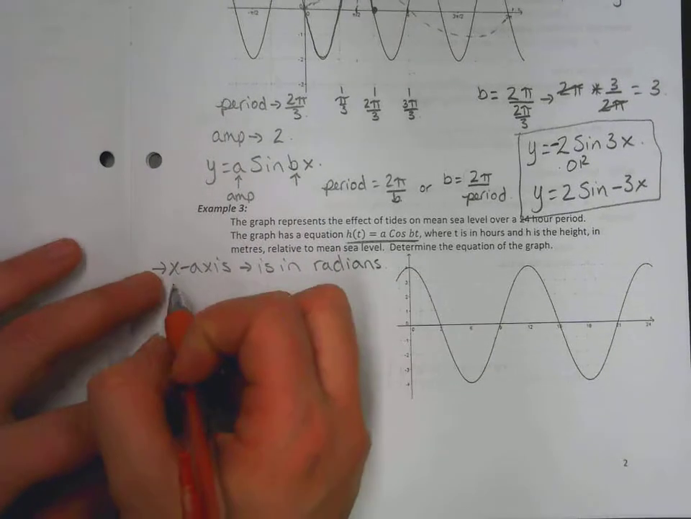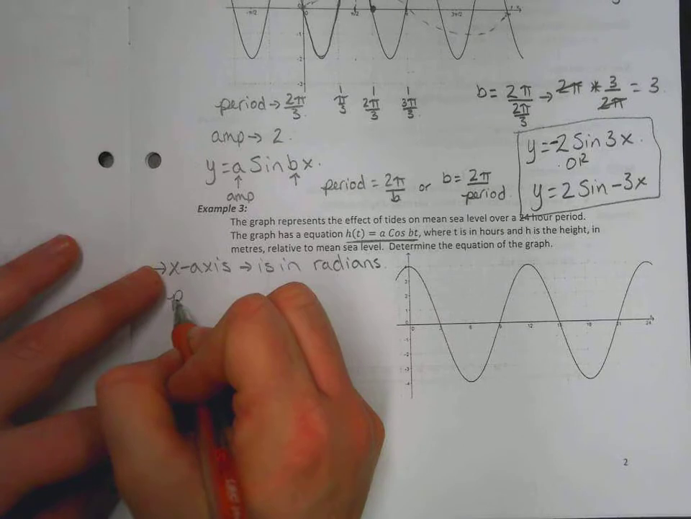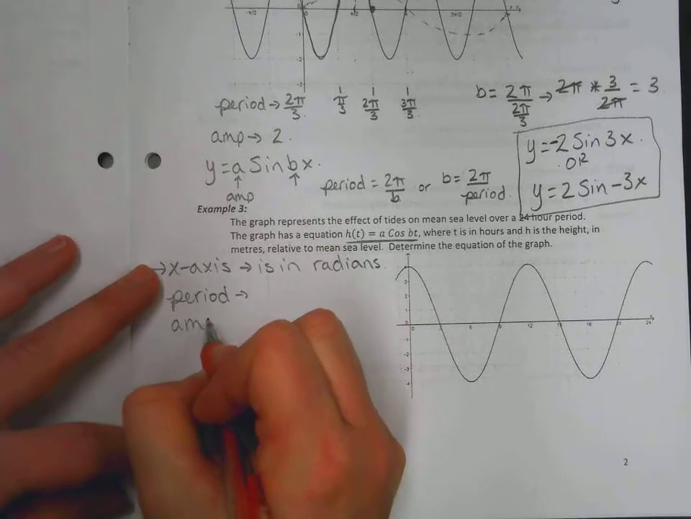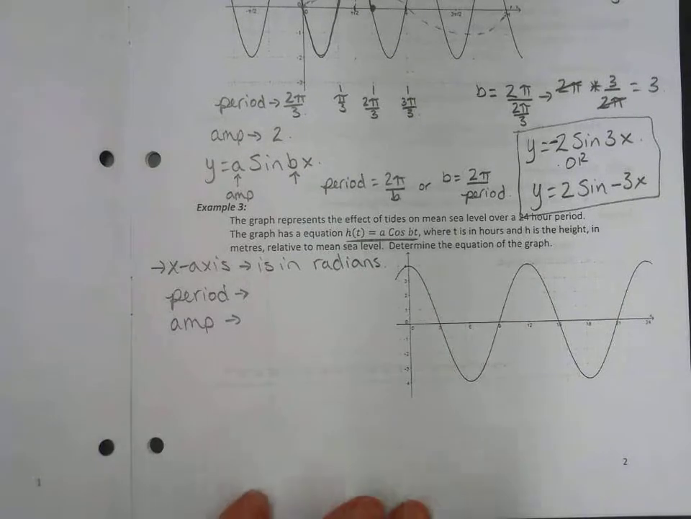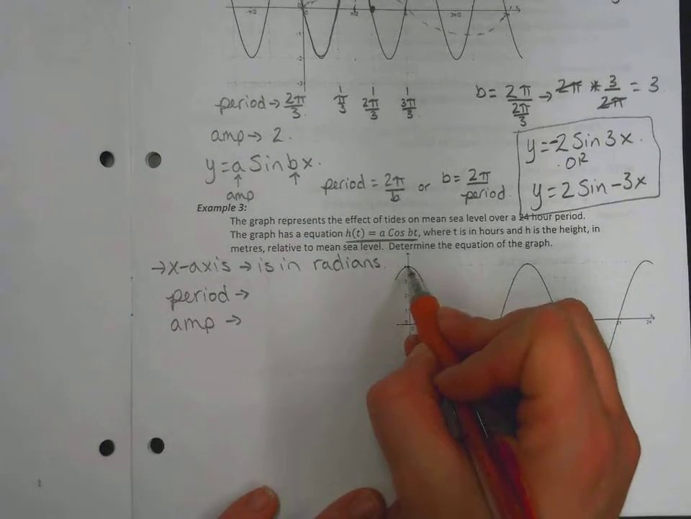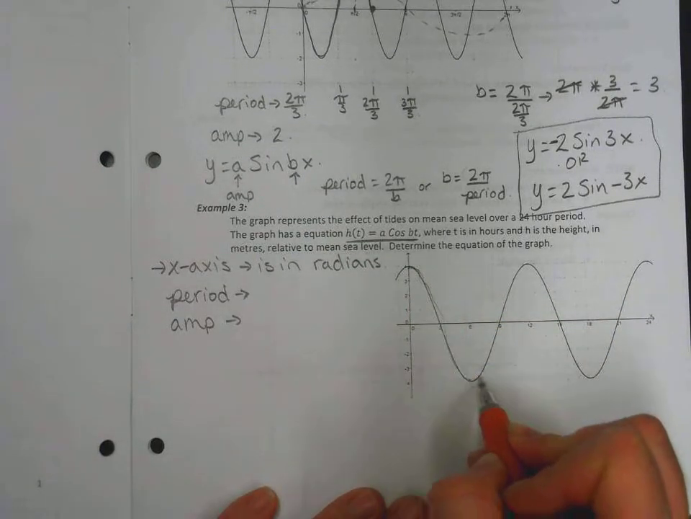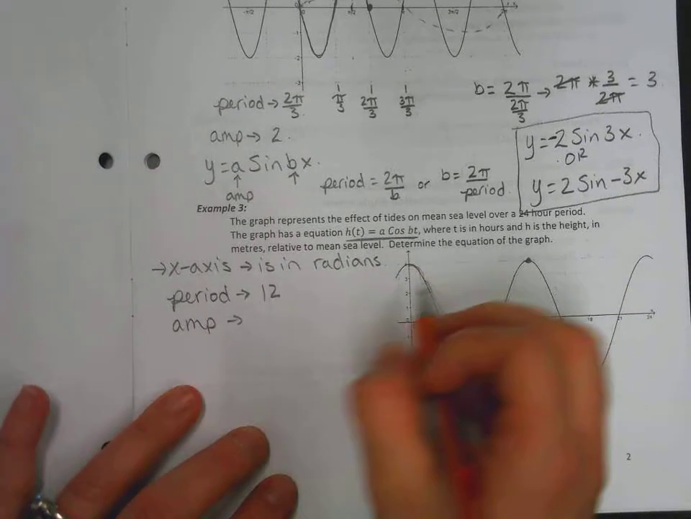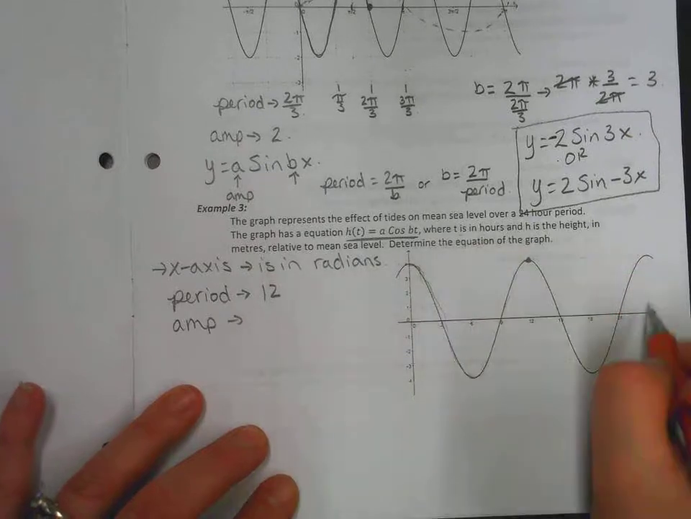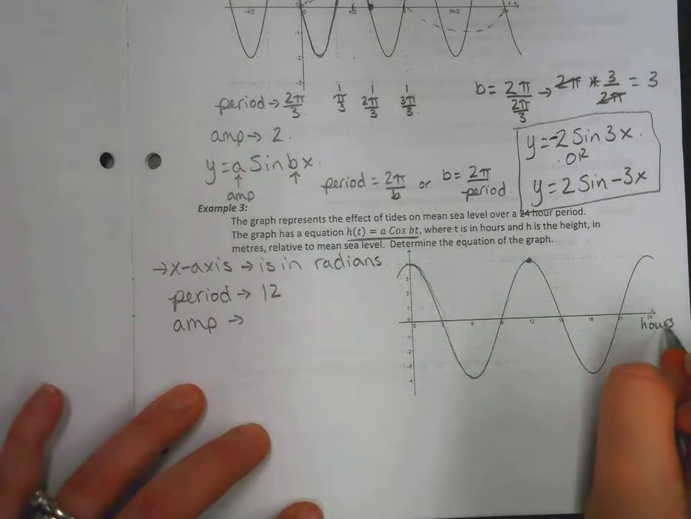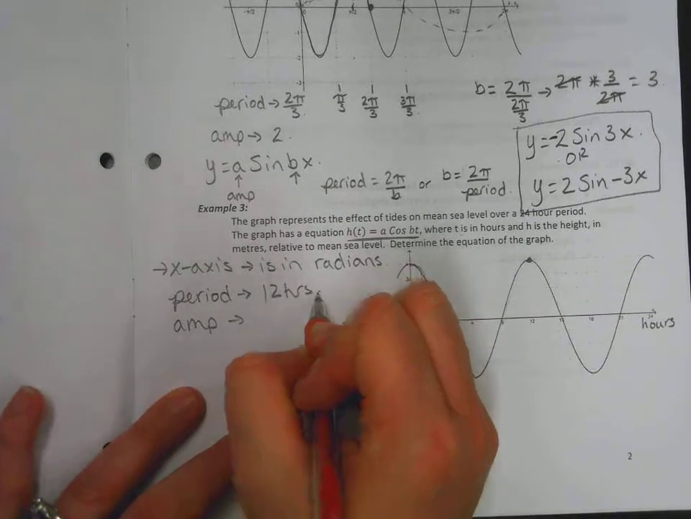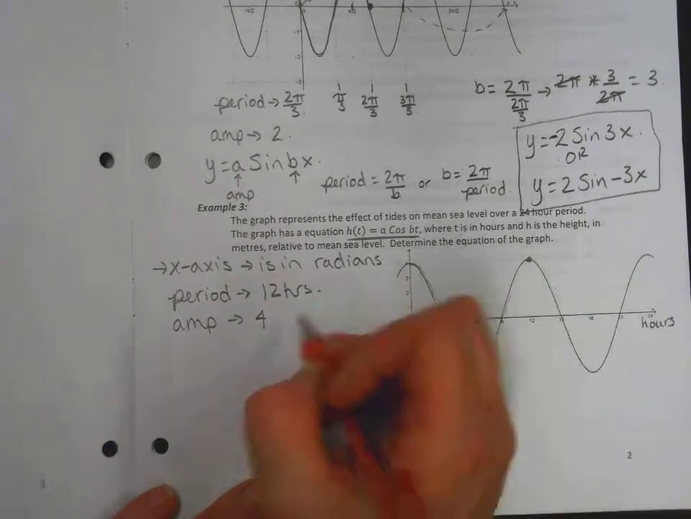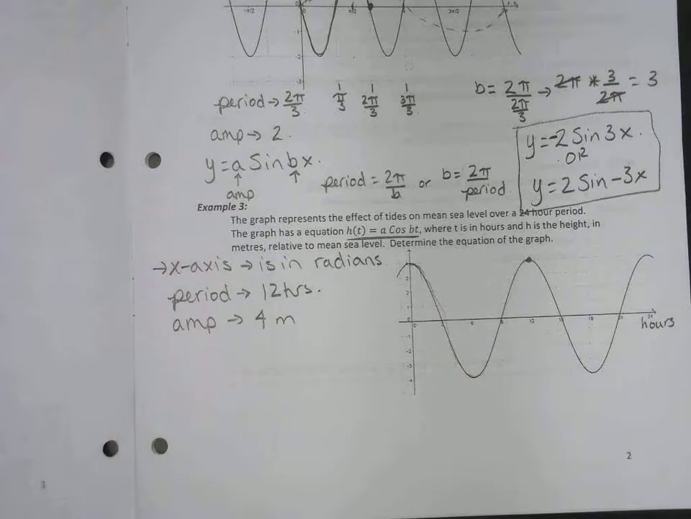So in this question, again, the first thing we want to do is figure out the period of our graph and the amplitude of our graph. Okay, so the period of our graph, if I were to draw one cycle, would be 12. And t is in hours, so technically 12 hours is the period. The amplitude of the graph would be 4. And technically this is in meters, so 4 meters.